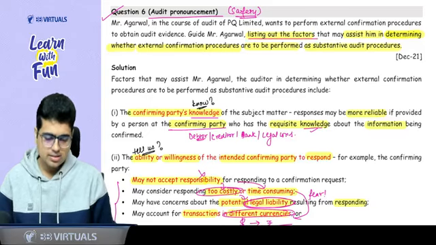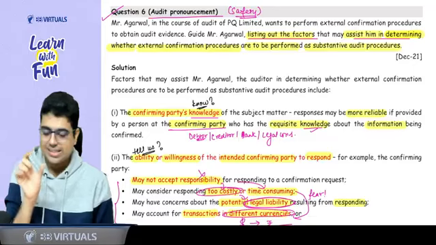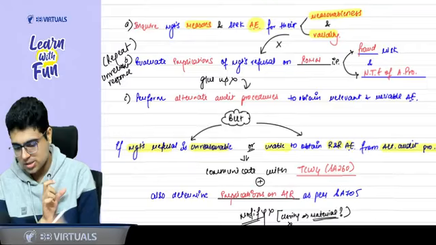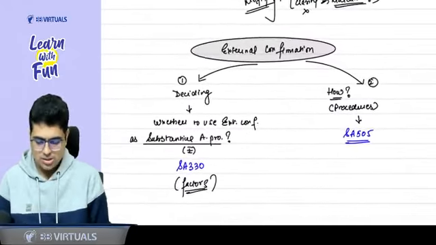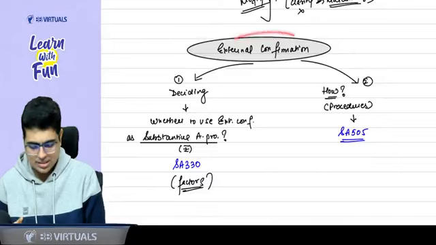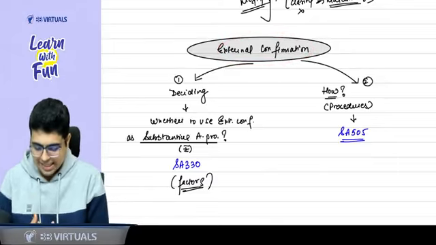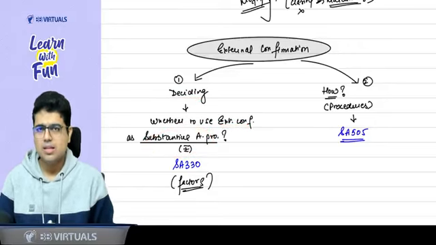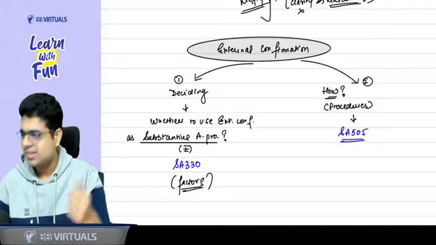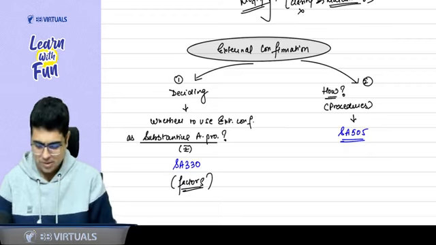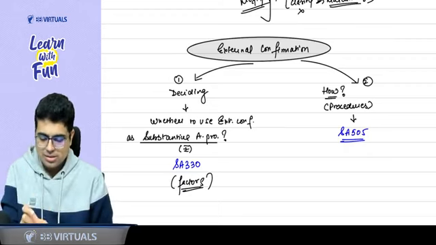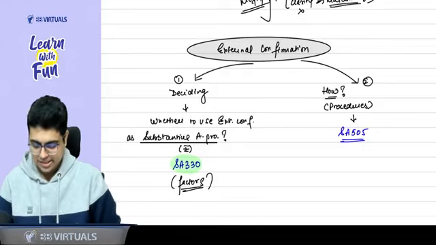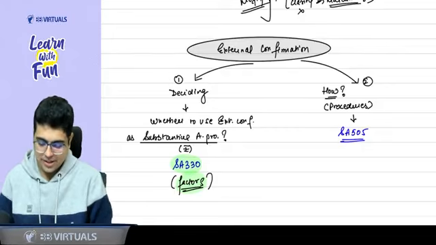what are the factors which can assist the auditor to decide whether external confirmation should be used as substantive audit procedure? Before discussing this question, just a concept for all of you. Talking about external confirmation, if you are deciding whether to use the external confirmation as a substantive procedure, the audit procedures which are used for testing the amounts are called substantive procedures. So this decision of using the external confirmation is taken care of by SA 330.